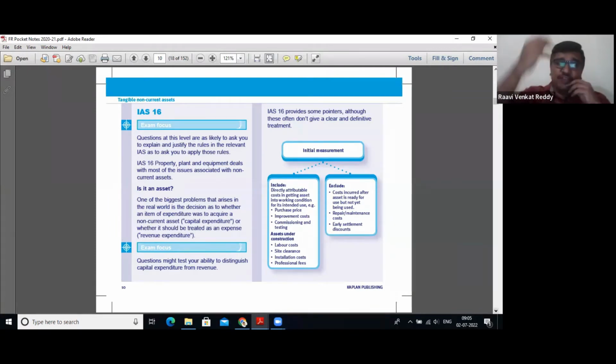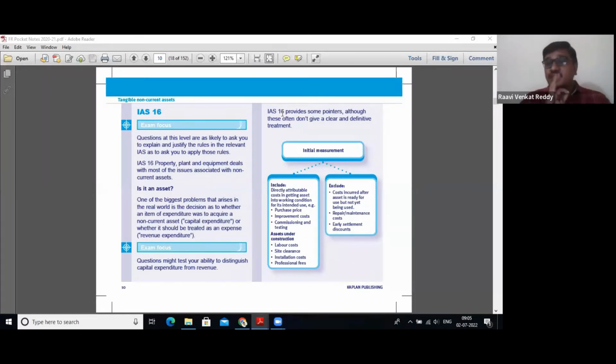So first, when we go to IAS 16, what exactly does property, plant and equipment mean as per this accounting standard? It deals with most of the issues associated with non-current assets. Now, one of the biggest problems that arises in the real world is the decision as to whether an item is an expenditure or an asset.